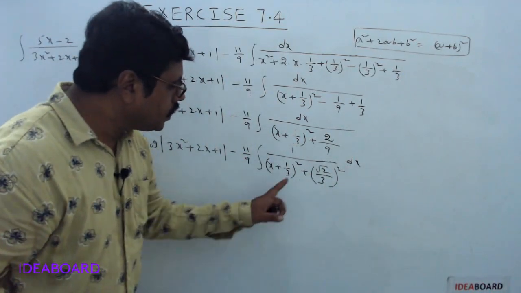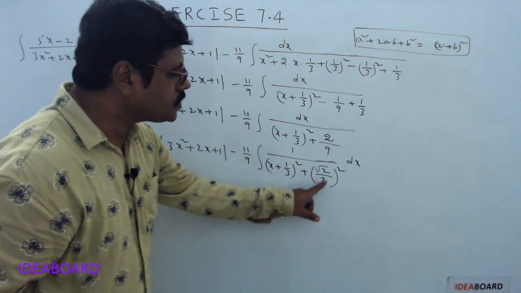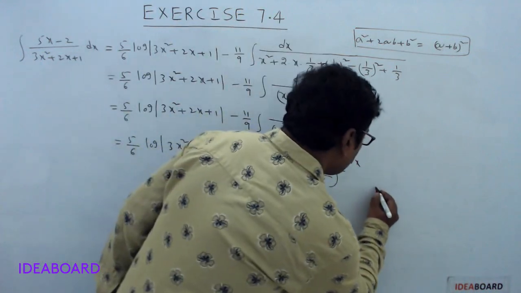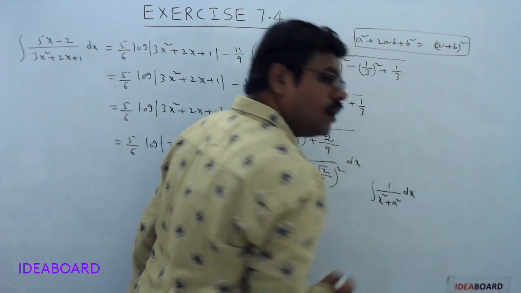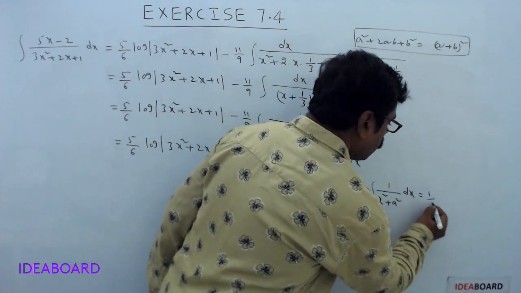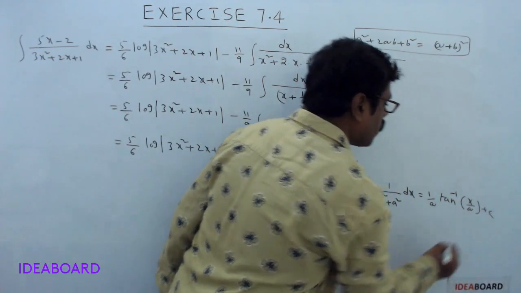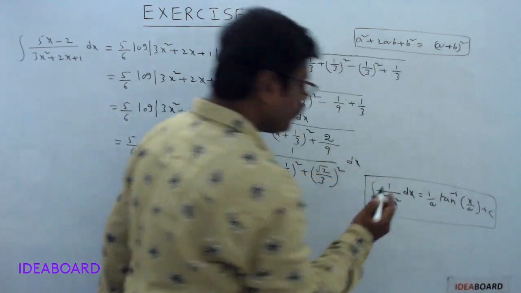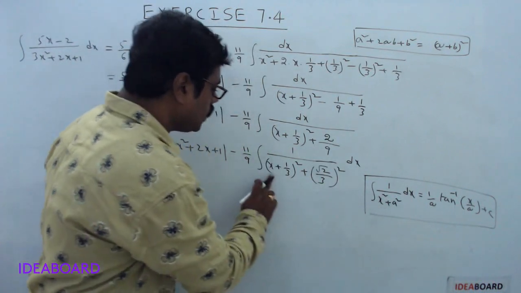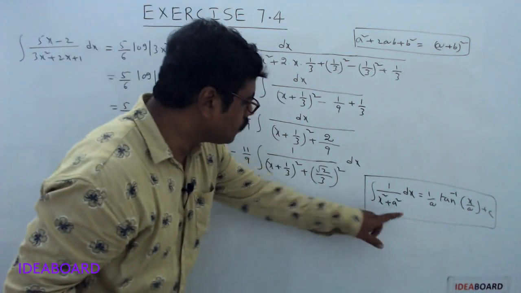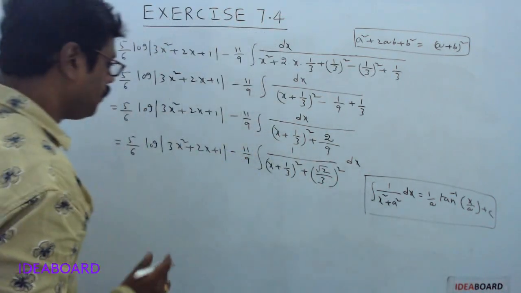Now if you observe this term, it is of the form integral 1 divided by x square plus a square dx. What is the formula? Integral 1 divided by x square plus a square dx is 1 by a into tan inverse of x by a plus some constant c. Now use this formula on this term. Here instead of x, x plus 1 by 3 will be there. In place of a, root 2 divided by 3 will be there.